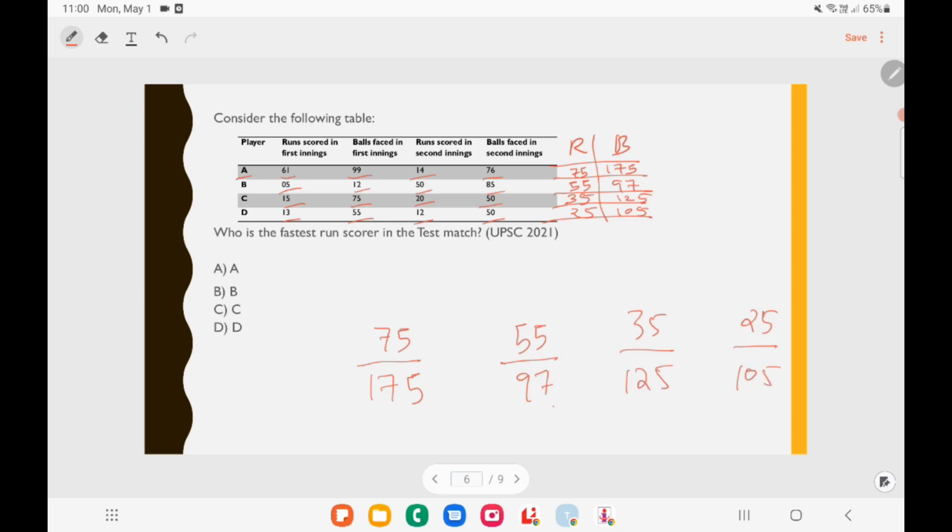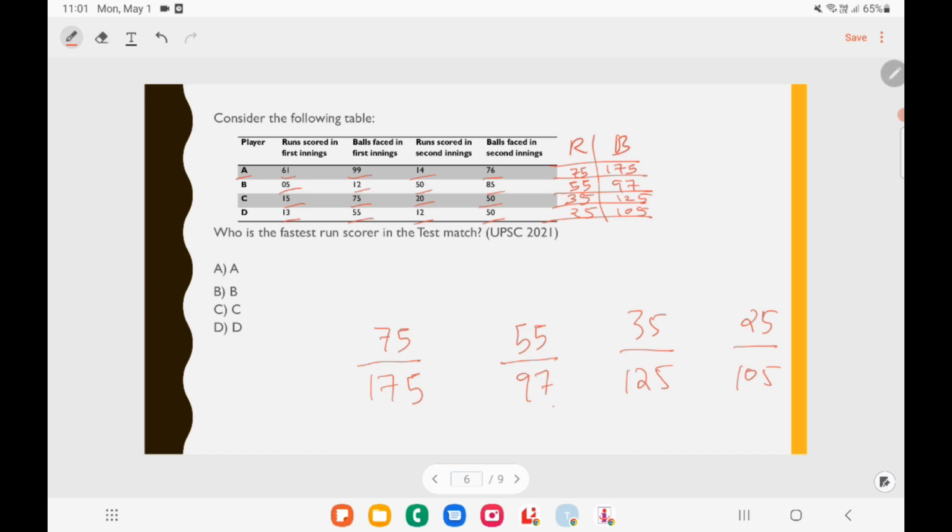Up to here, some students will get confused because they need to find out which is higher among these fractions. It is actually difficult to do the full calculations. It will take a lot of time to find all these values and find out which is the maximum. So I will tell you a trick here.